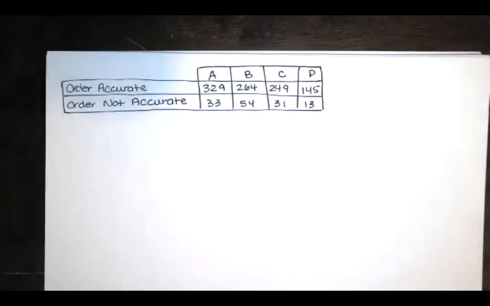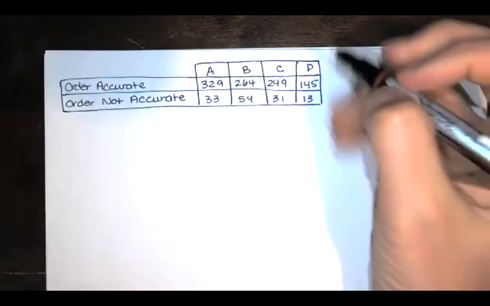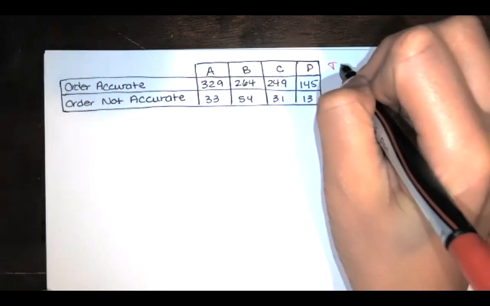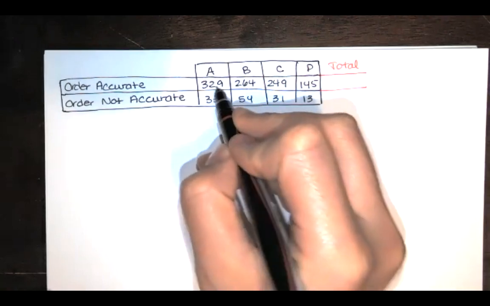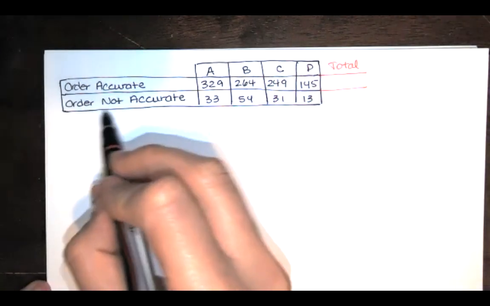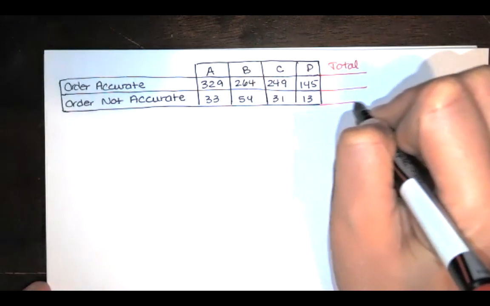Okay, so here's my paper. Now, because we were asked about accurate orders, I need the total number of accurate orders, and I also need the total number of orders that we have in our sample. So in order to do that, I'm going to total up the number of accurate orders that we have in our sample by adding these entries right here, and I'll total up the number of inaccurate orders we have in our sample by adding these entries right here.